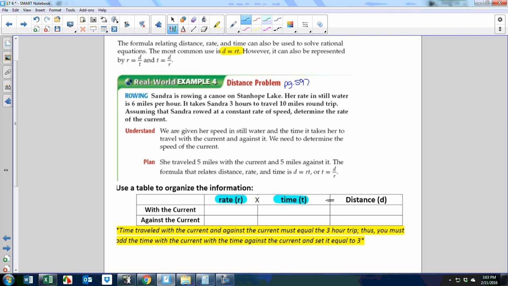So pause the video and read the question, and then once you've read the question, we'll go through it quickly. So hopefully you paused the video. Sandra is rowing a canoe on a lake, which is a little confusing. Unlike most lakes, this one has a current.